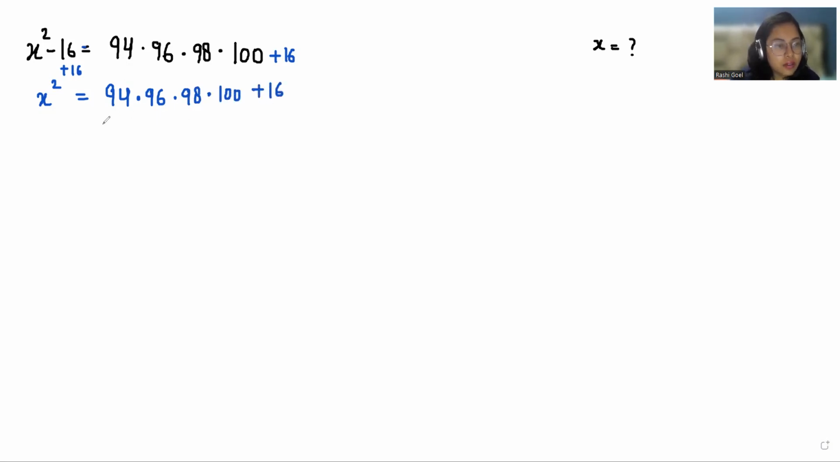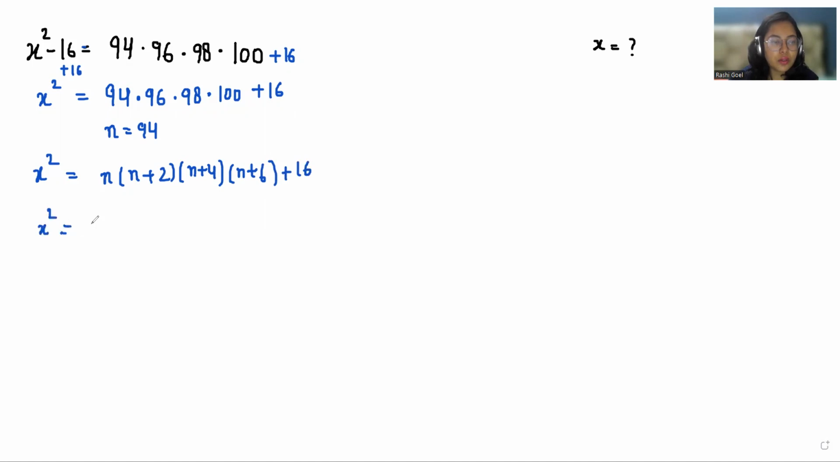Now I am doing the substitution here. So I'm taking n is equal to 94. So x square is equal to n multiplied by, here 96 we can write as 94 plus 2, and the value of 94 is n, so n plus 2. Similarly, 98 as n plus 4 and 100 as n plus 6, plus 16.